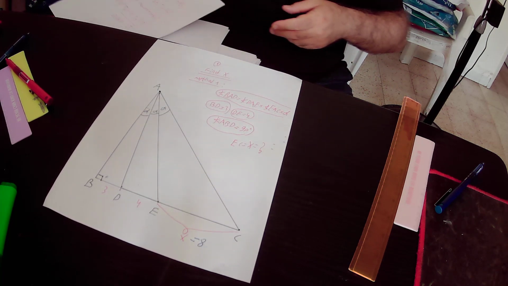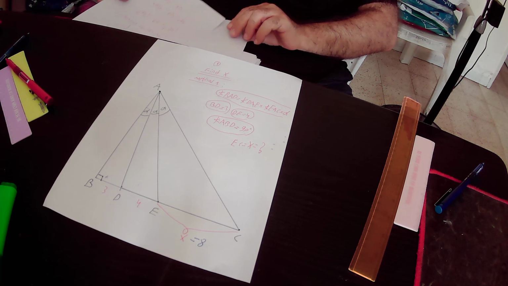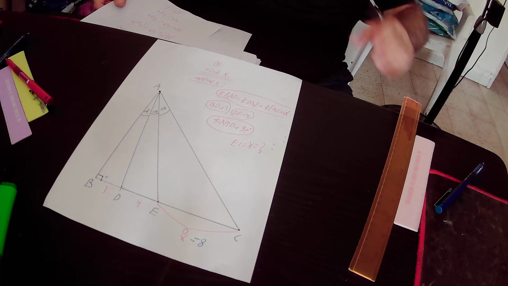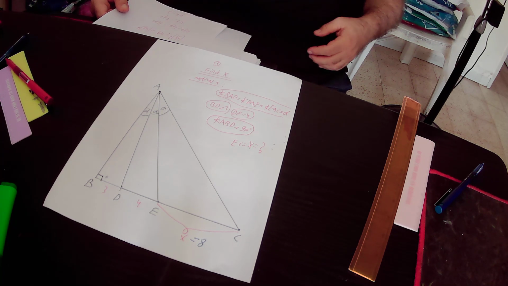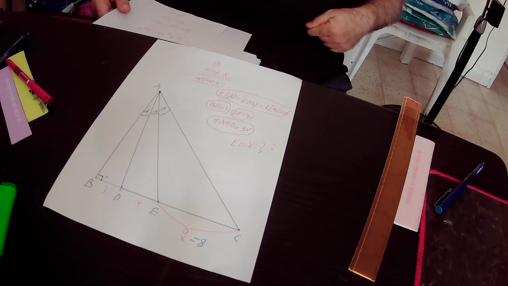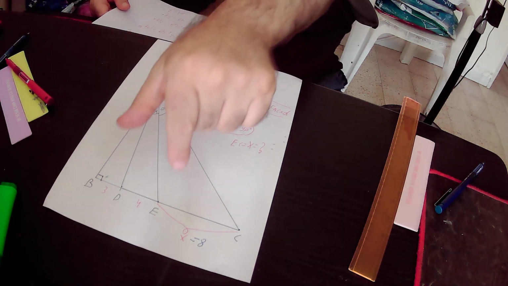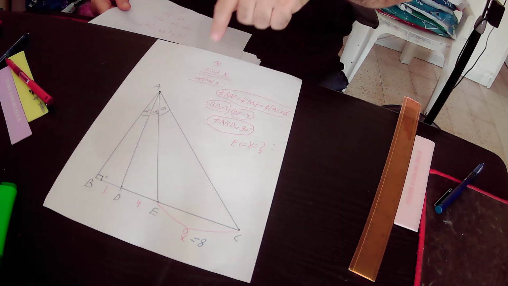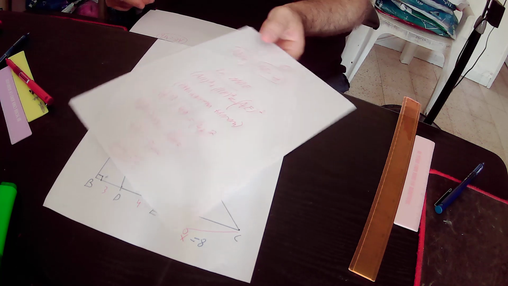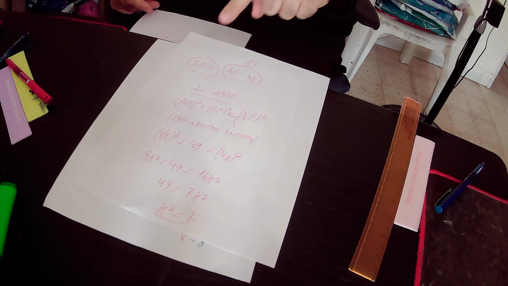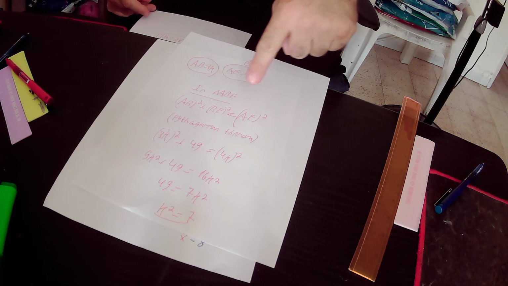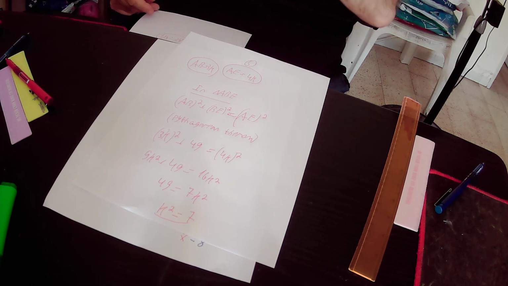According to the Pythagorean theorem, in the right triangle ABE, the square of the hypotenuse equals the sum of the squares of the perpendiculars. That is to say, AB squared plus BE squared equals AE squared.